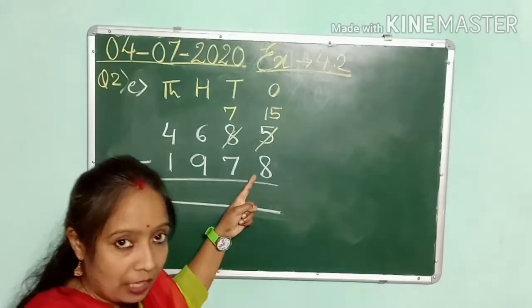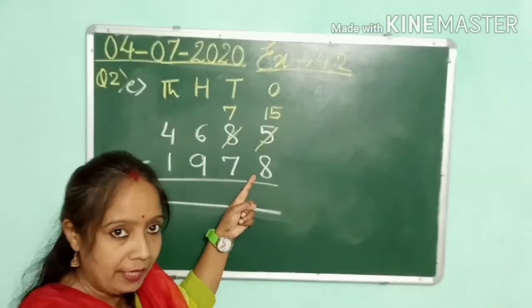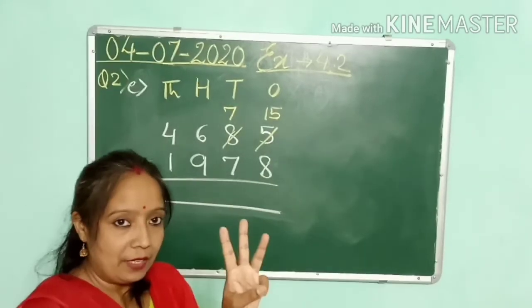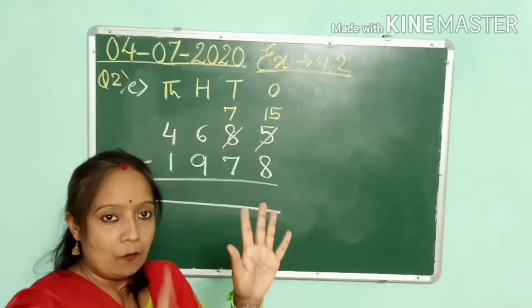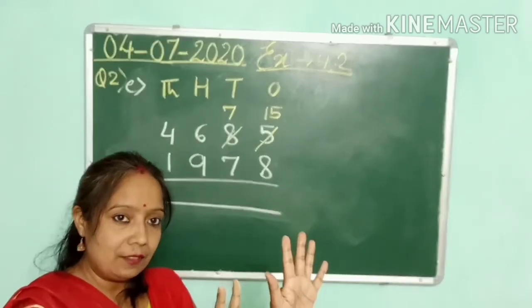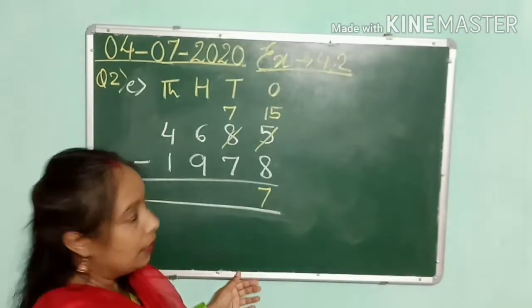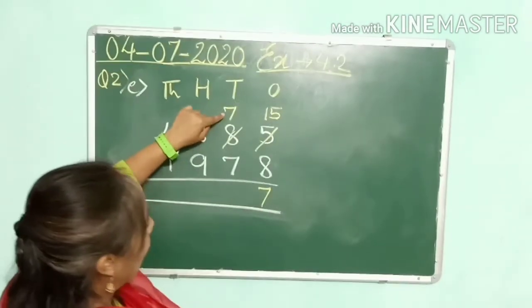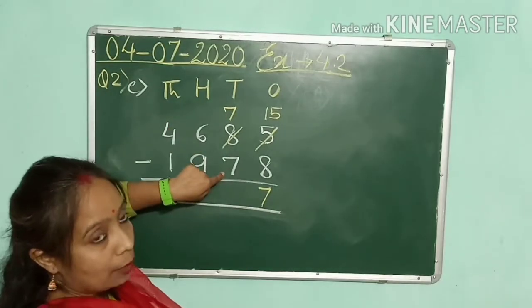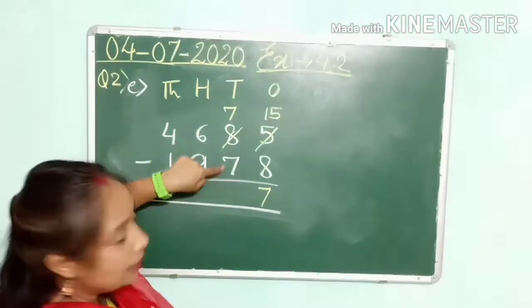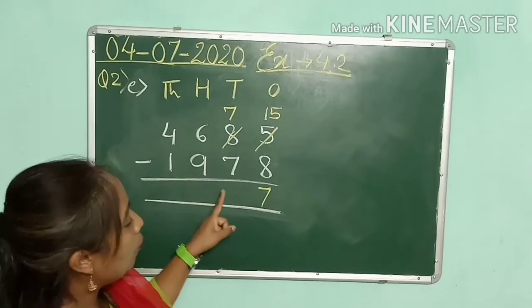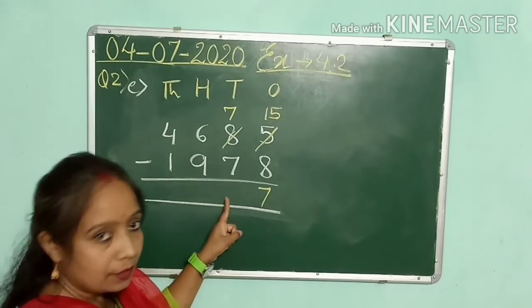So after 8 you start counting till 15. After 8, 9, 10, 11, 12, 13, 14, 15. How many fingers? 7. So you write here 7. Now under the tens column, you have to subtract 7 minus 7. So as we are subtracting the same digit, 7 minus 7, our difference will be 0.